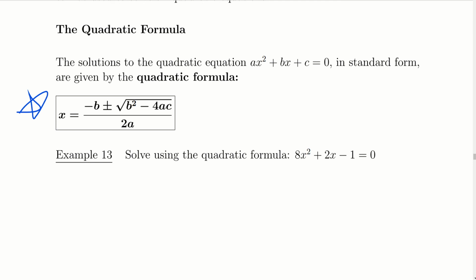The quadratic formula says that the solutions to the standard form quadratic equation are x equals negative b plus or minus the square root of b squared minus 4ac all divided by 2a. So negative b plus or minus the square root of b squared minus 4ac all over 2a.